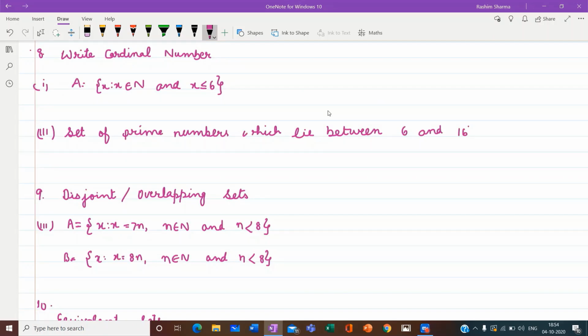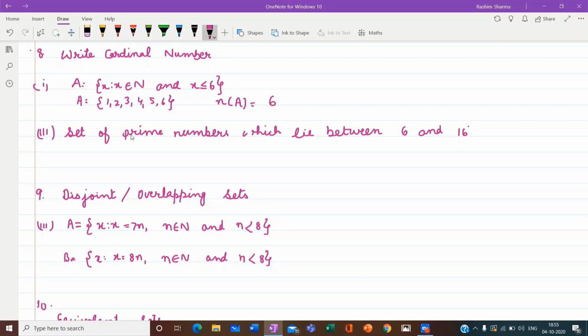Next we have question number 8, write cardinal number. First is A is equal to {x such that x belongs to N and x is less than or equal to 6}. It means if we write it in roster form, we will get the first 6 natural numbers. So we will write it as 1, 2, 3, 4, 5, 6. So the cardinal number of set A is equal to 6.